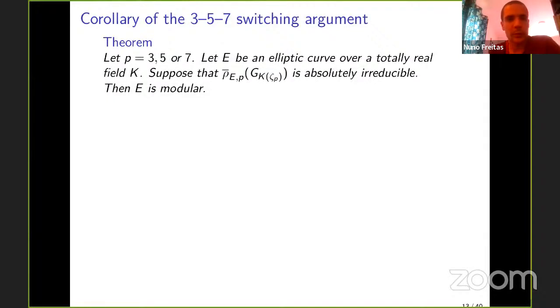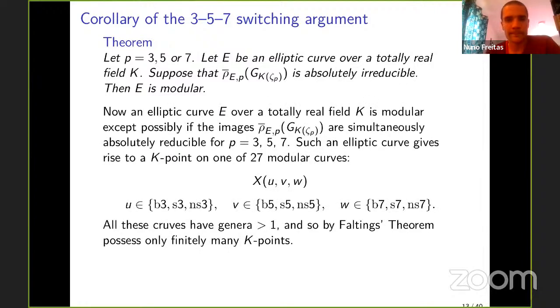So putting it all together, we have the 3-5-7 switching argument, and we now know that given an elliptic curve E, if we have that the image is absolutely irreducible for some P where P is 3, 5, or 7, so this image here of the restriction to K of zeta P, if this is big enough, then the elliptic curve is modular.